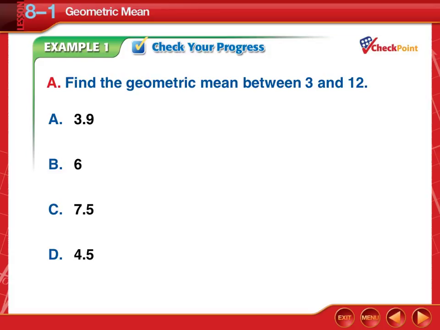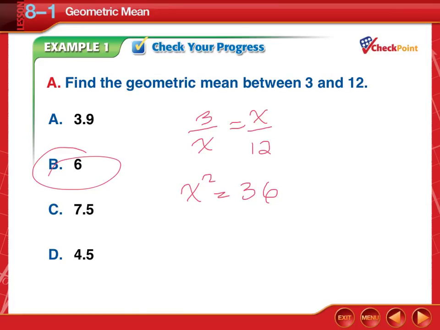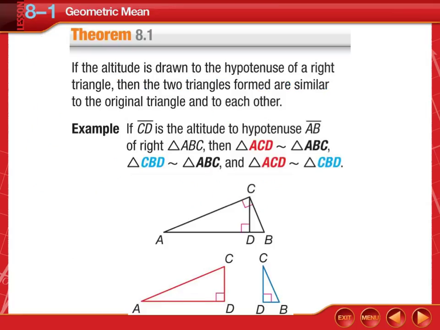Another example, find the geometric mean between 3 and 12. We would have 3 is to x as x is to 12, and x squared equals 36. And hopefully you can see that the square root of 36 is 6. All right, let's take a look at what the bulk of this section is on.